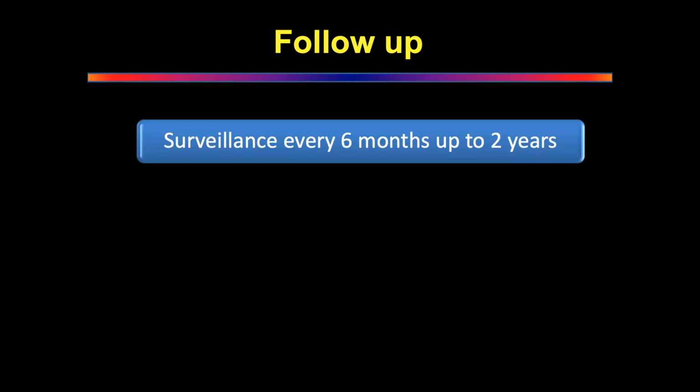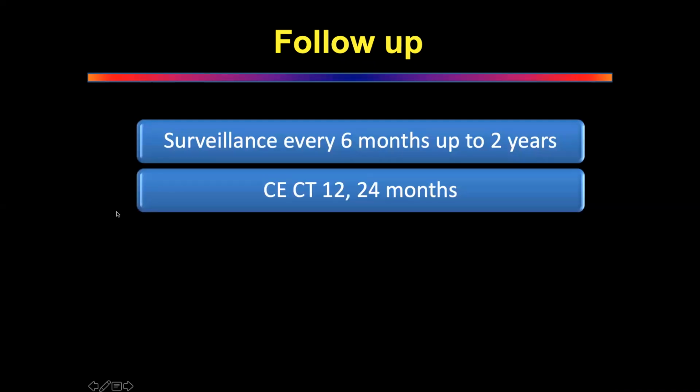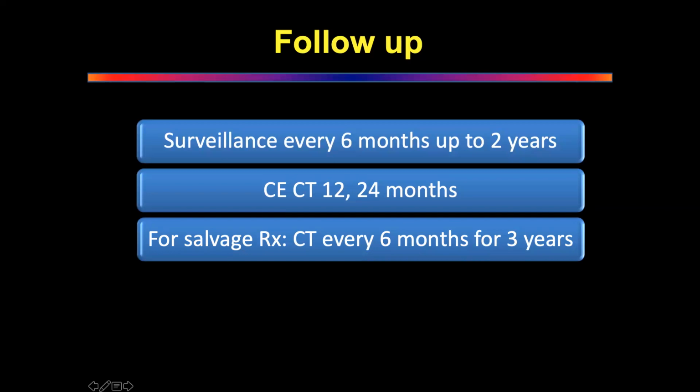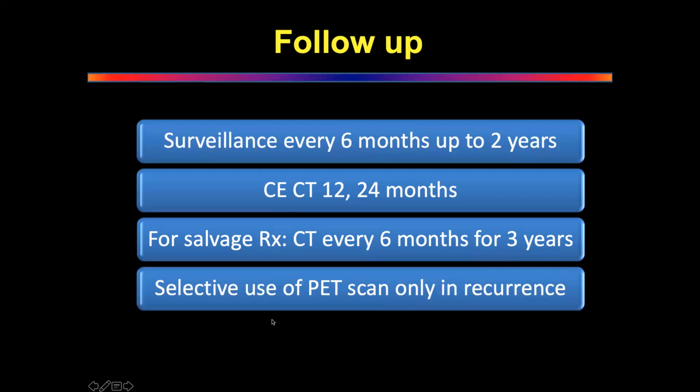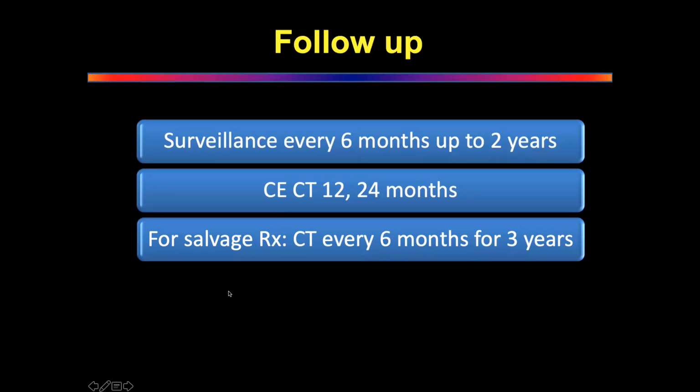ESMO says that CECT should be done at 12 and 24 months. If it is a salvage therapy, then it's for 3 years. And PET scan is not a routine follow-up modality. So if you're asked how you will follow up this patient, you follow up with CT scans, not with chest X-ray and not with PET scans. You must know this answer.